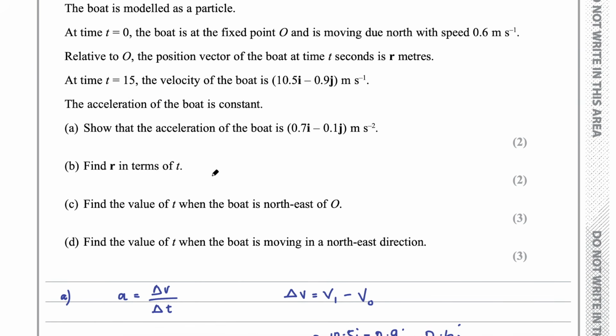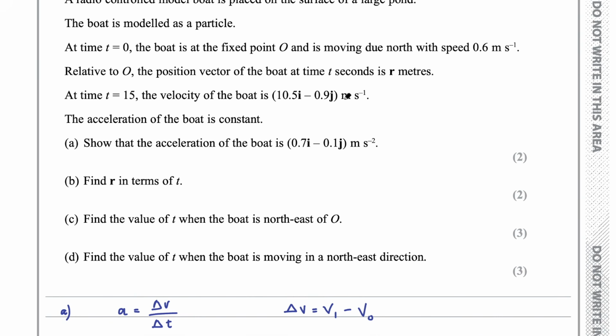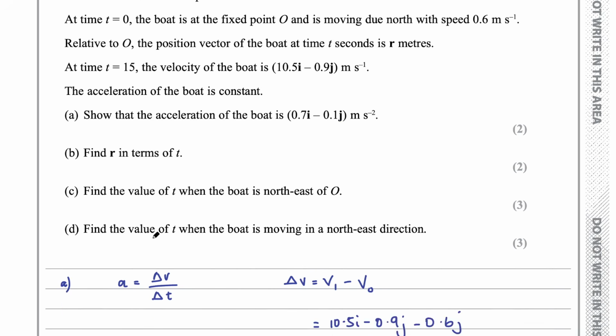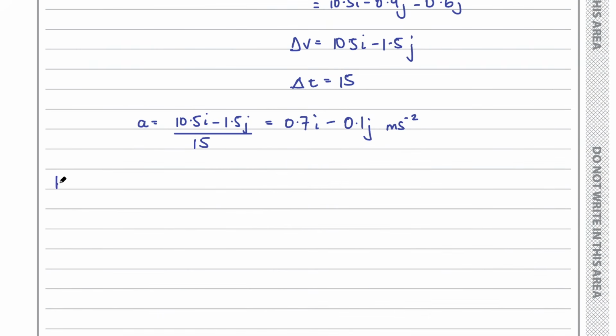Part B says find r in terms of t. Remember, r was the position of the boat, so we need an equation for the position in terms of t. Okay, so let's get started on part B. So I'd start with this equation.